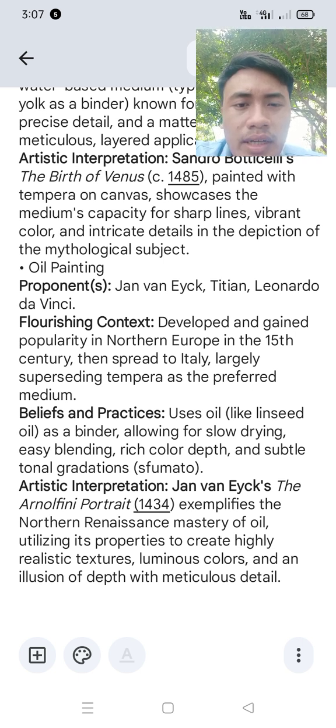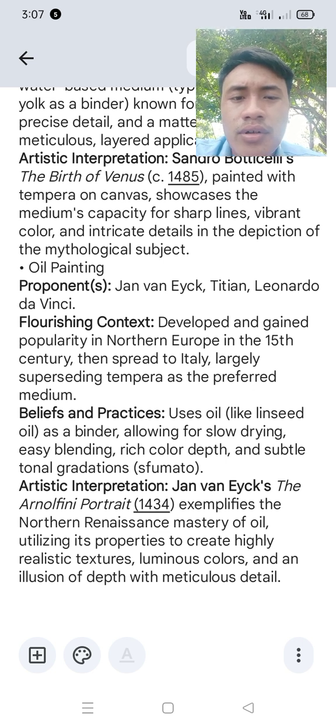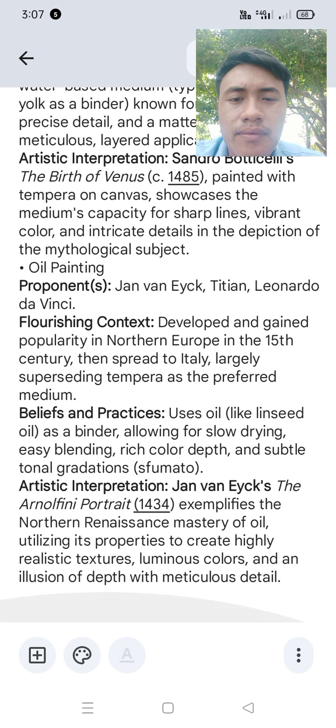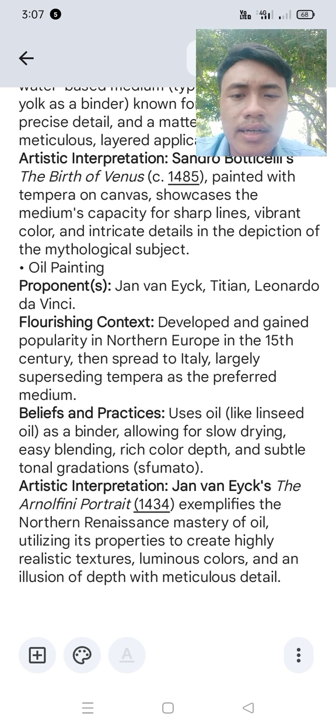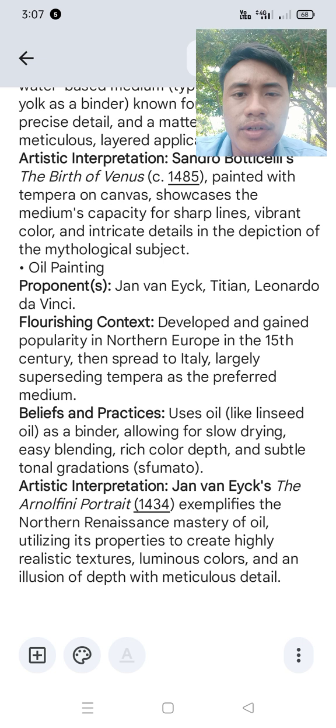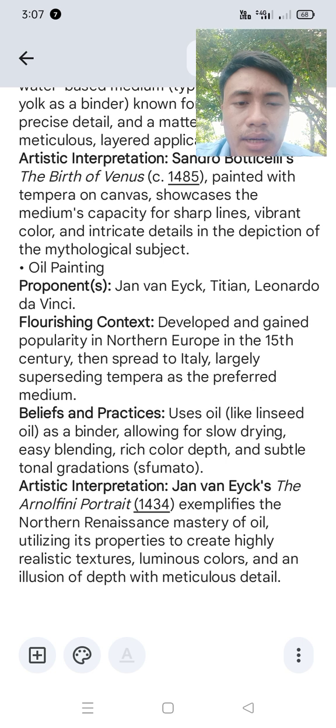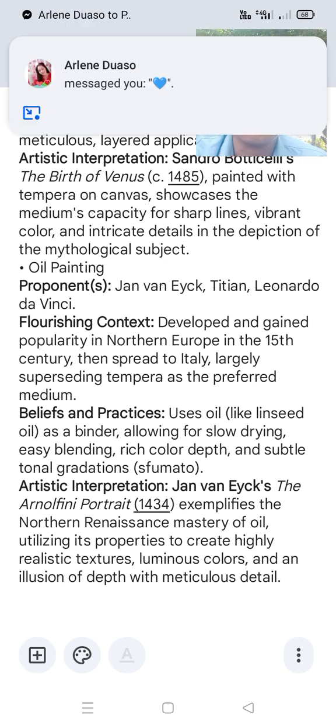Oil painting. Proponents: Jan van Eyck, Leonardo da Vinci. Flourishing context: developed and gained popularity in Northern Europe in the 15th century, then spread to Italy, largely superseding tempera as the preferred medium.